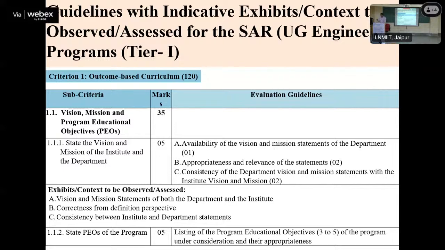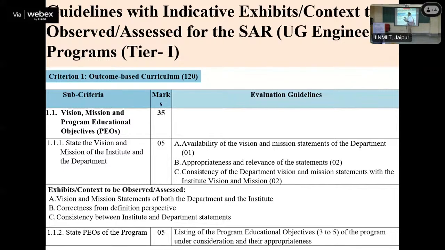And the last point, 1 minute, sir. As I told, there are 3 files. Please take care. One is the SAR. Second, I showed the list of files you need to prepare as evidence. The third file is the guidelines, which is actually not for you, it is for the evaluators.